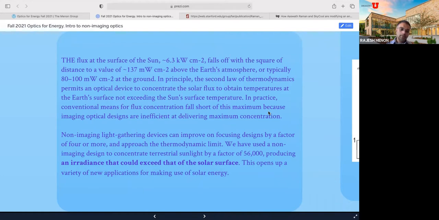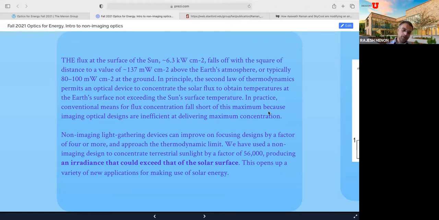So in principle, the second law of thermodynamics permits an optical device to concentrate the sunlight to obtain temperatures at the Earth's surface close to the sun's surface temperature. Now, we can enhance the temperature by using a refractive index of material that's higher than 1, as I showed you just recently. However, of course, in a practical sense, this falls short because all optical systems are not 100% efficient. There are some losses involved there. Now, non-imaging light gathering devices can improve on the imaging designs, which was the purpose of this paper, by a factor of 4 or more, and approach the thermodynamic limit.